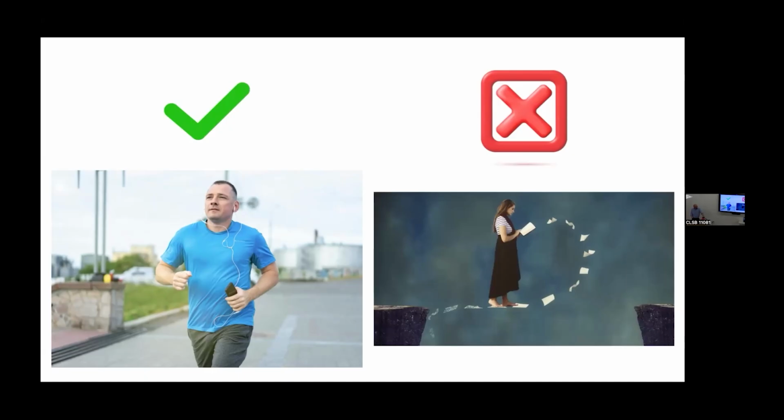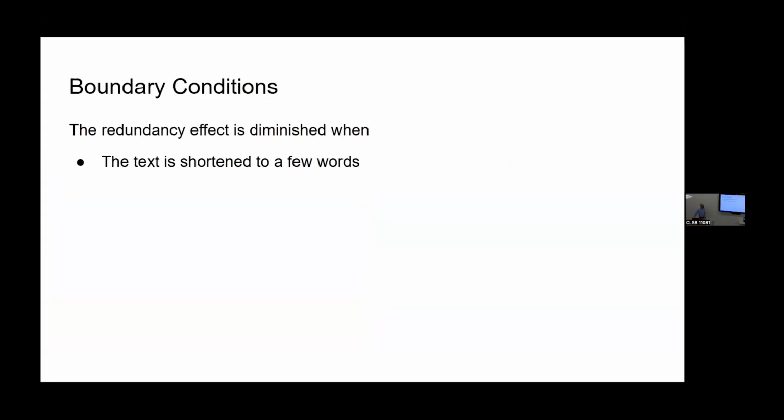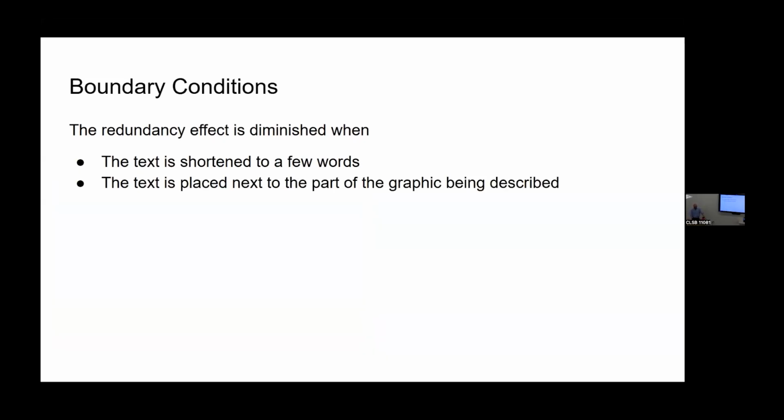There are some boundary conditions which have been investigated in further testing, so I'll walk you through those. This effect is diminished if the text is shortened to a few words. You're not going to get arrested if you have text on your slides. If you do have text on your slides, it's better to have it be relatively short. It's better when the text is placed next to the part of the graphic being described, like we discussed in the spatial contiguity principle.